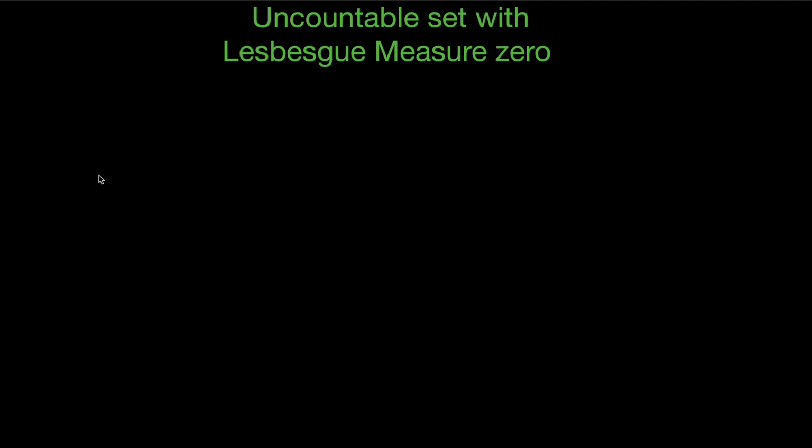Today we are going to discuss an uncountable set with Lebesgue measure 0. So we start by base 3 expansion of numbers lying between 0 to 1 interval. Let me make this a square bracket.